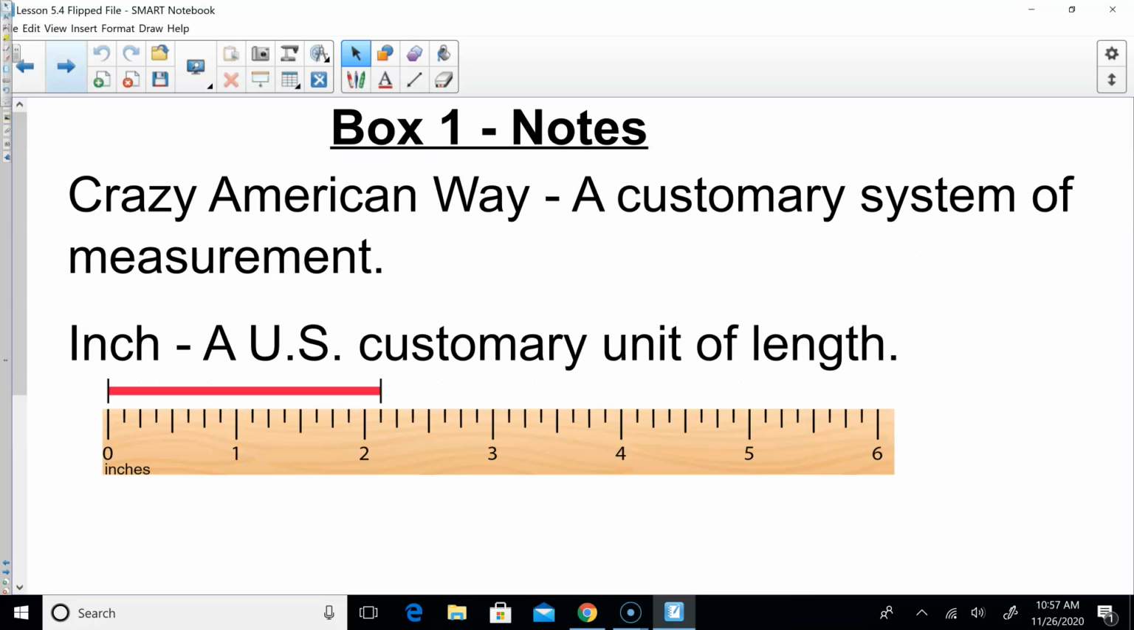So our note today, I call this the crazy American way, which is a customary system of measurement. The reason why I call it the crazy American way, there's no reason behind the relationship between measurements. In the metric system, it was always 1 to 10, or 10 to 1 to 100, 1 to 1,000, and that's always the same relationship. In the United States, it's all over the board. So we're going to have to roll with it.